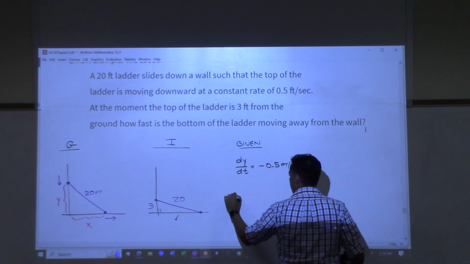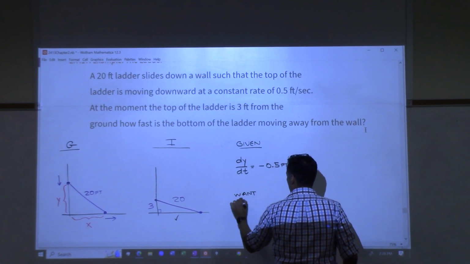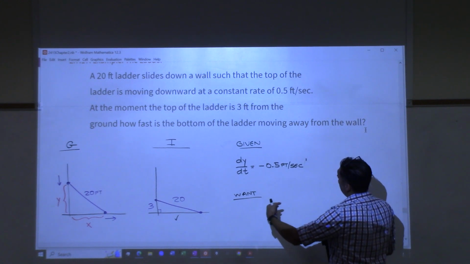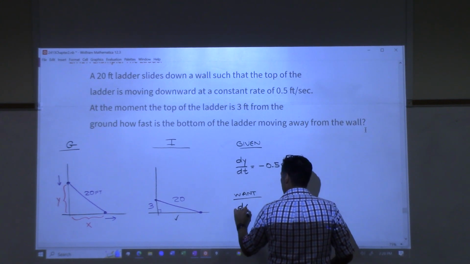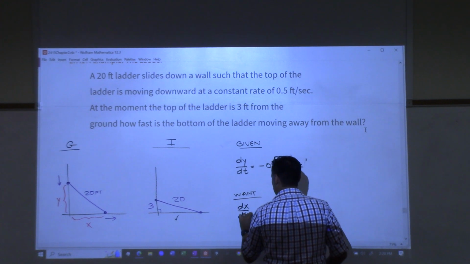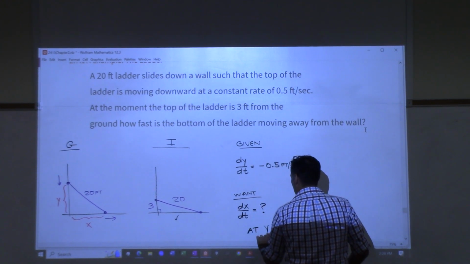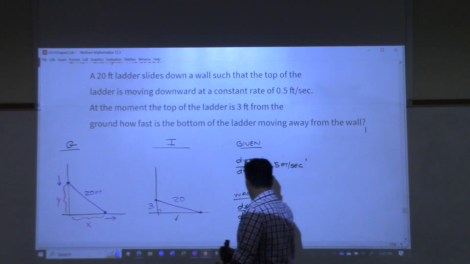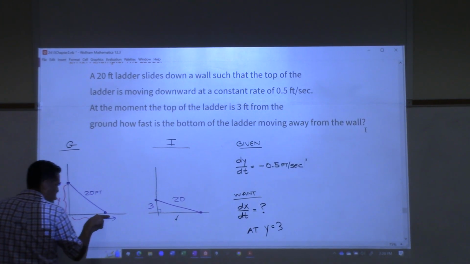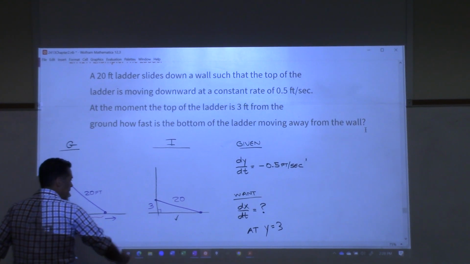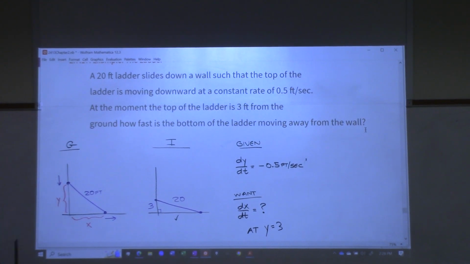I'll put what I want underneath it. What I want is how fast x is changing. I want to know how fast the bottom of the ladder is moving away from the wall. So I want to know the speed at which that point at the bottom is moving away from the wall. And I want that at the moment that y is 3, right? So I want to know how fast this point is moving this direction at exactly the moment that the y value here is 3.